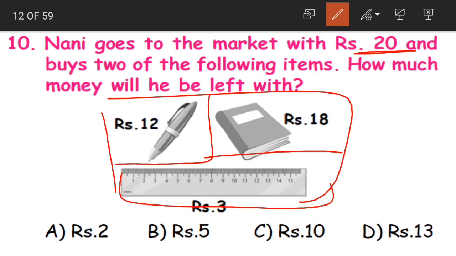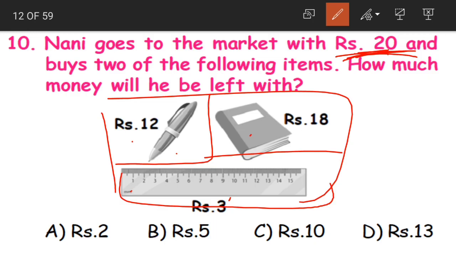See children, we have to apply some logic here. What is it? If we have 20 rupees, you can buy something that costs 20 rupees or less. I cannot buy for 25 rupees when I have only 20 rupees with me. I cannot go to the shop and buy an item costing 25 rupees when I have only 20 rupees with me. Now if you look at the following items, what are they saying?